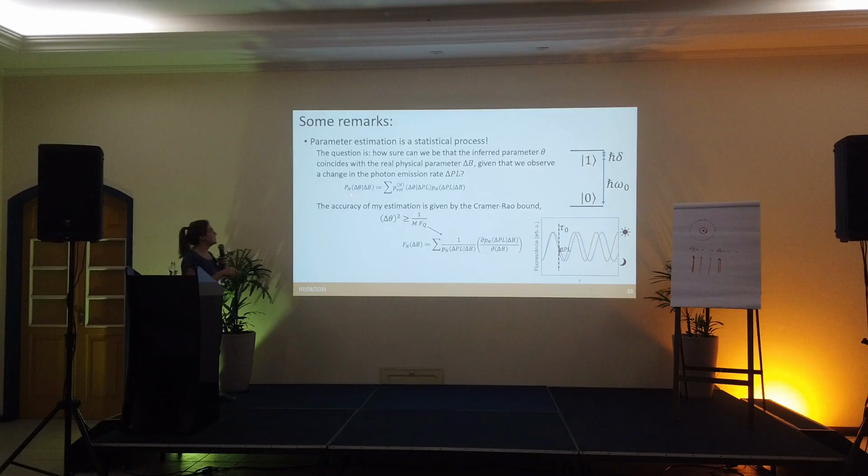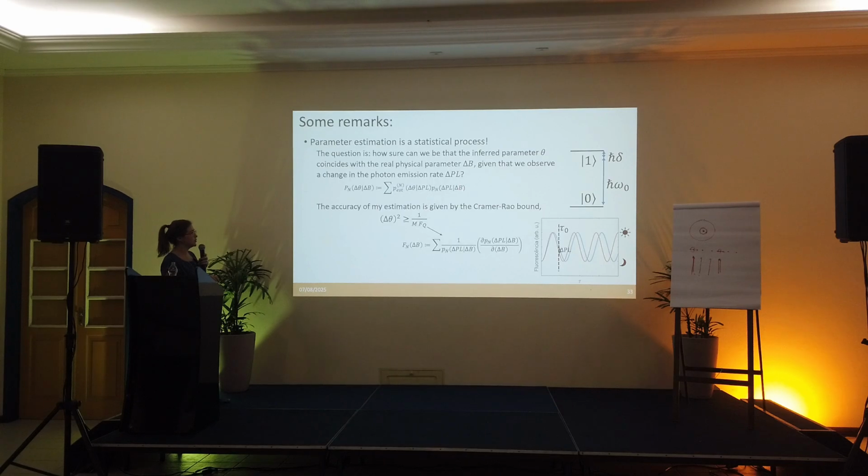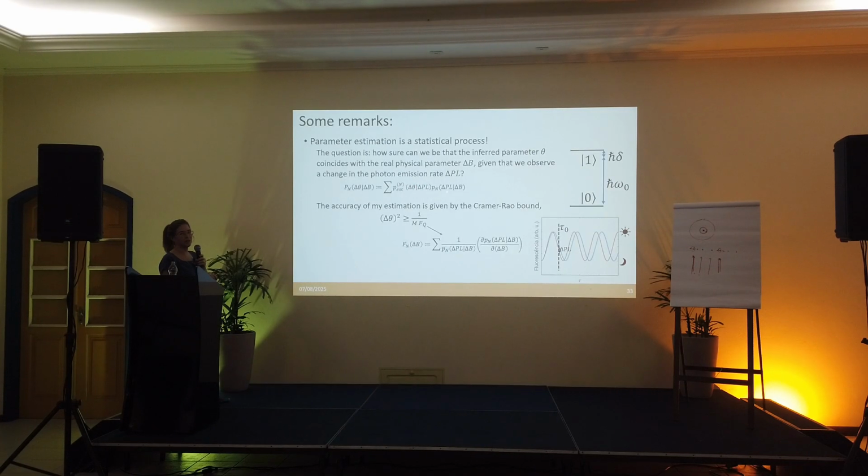This is the probability of inferring a parameter change delta theta, given that my system observes a physical property delta B. And that's given by the probability of measuring my observable, given that the system observes delta B, multiplied by the probability of estimating delta theta, given that I measured delta B. So those are the two types of probabilities that I'm dealing with here.